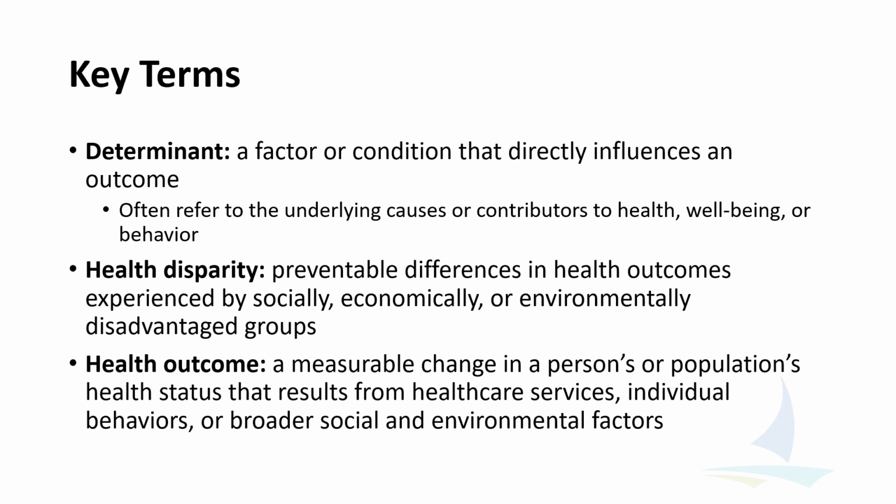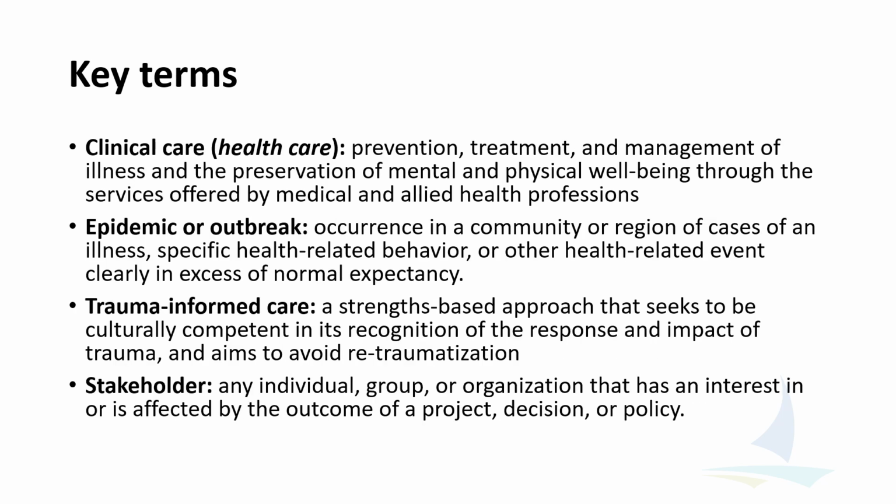Health outcome: a measurable change in health status. Examples of this are increased life expectancy, decreased rates of heart disease, and improved mental health. Clinical care refers to prevention, treatment, and management of illness. Epidemic or outbreak: cases of illness exceeding normal expectations. Trauma-informed care is a culturally competent, strengths-based approach that acknowledges the impact of trauma. Stakeholder: anyone affected by or interested in public health outcomes.